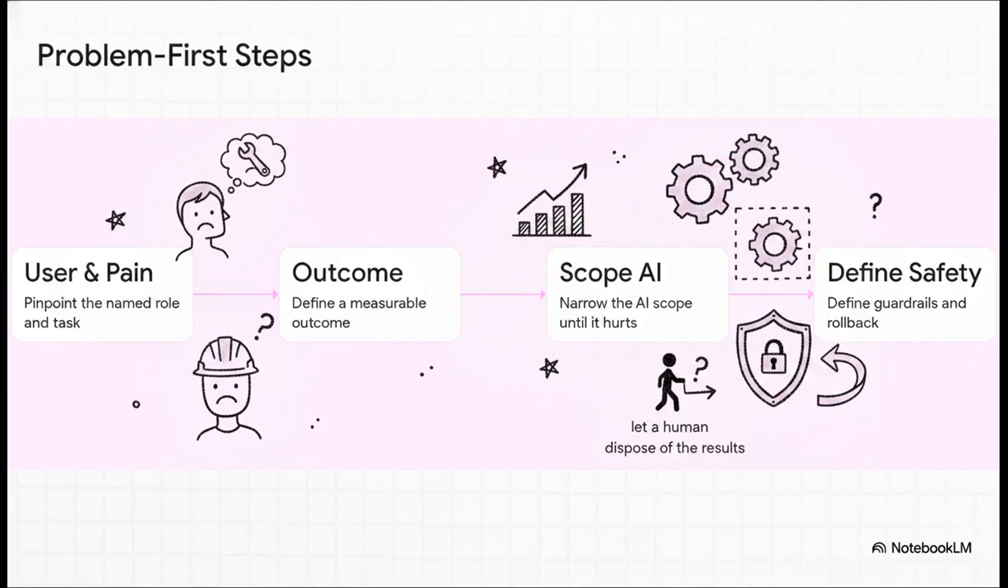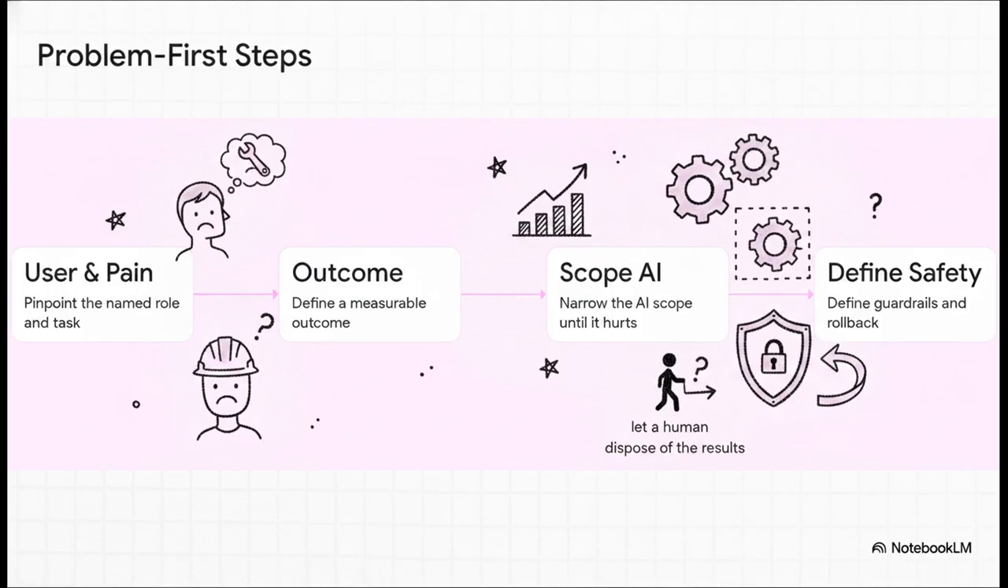Well, there are 4 sequential questions you've got to establish out loud in that interview room. First, pinpoint the user and their pain. Give them a named role and a real task. Second, define a measurable outcome. Literally, what changes when this works?